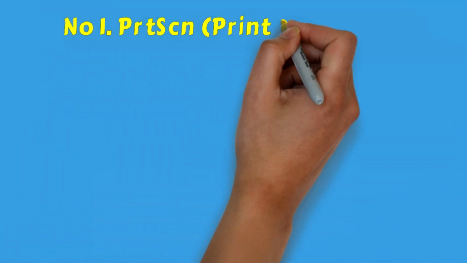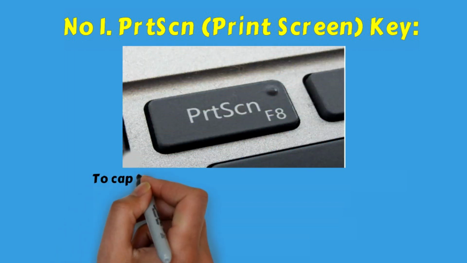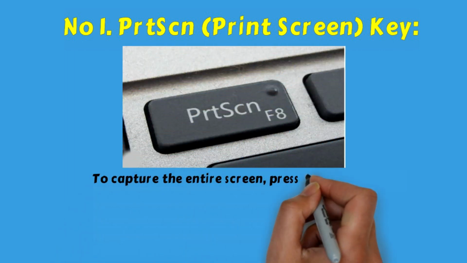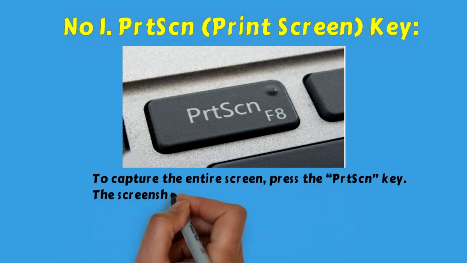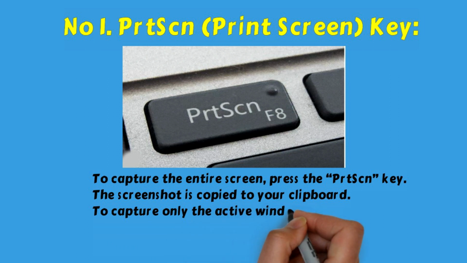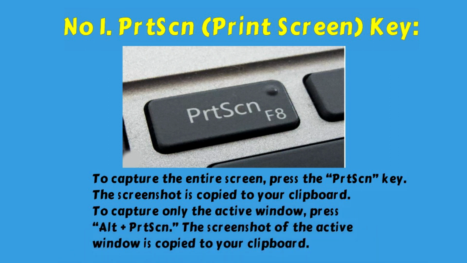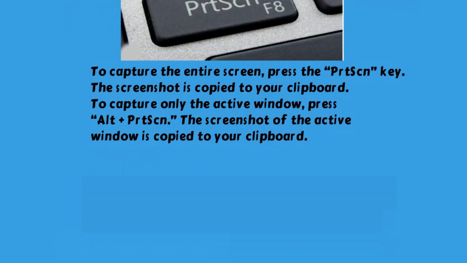Number 1. PrtScn key. To capture the entire screen, press the PrtScn key. The screenshot is copied to your clipboard. To capture only the active window, press Alt plus PrtScn. The screenshot of the active window is copied to your clipboard.